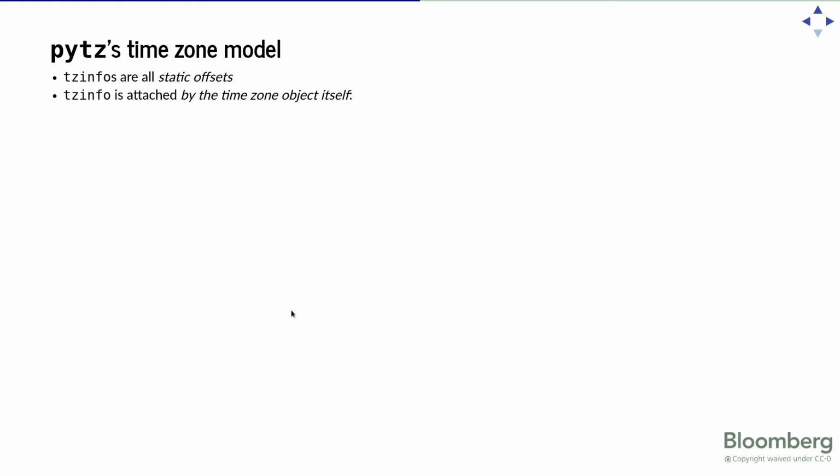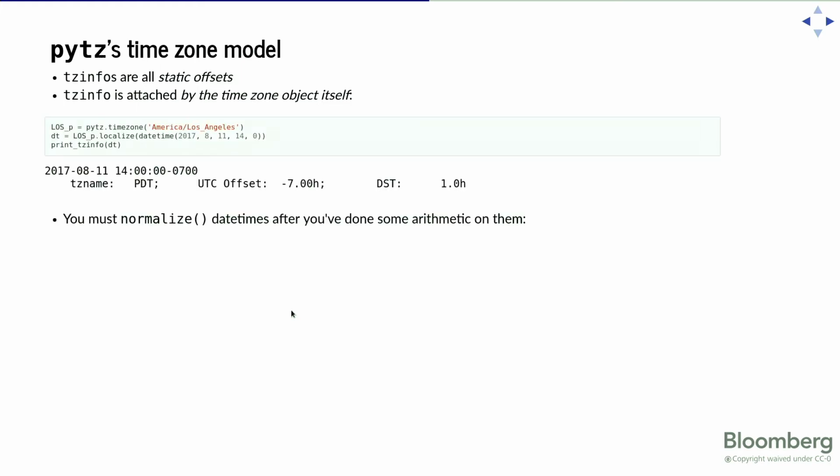So to explain why this is happening, you sort of have to understand what pytz's time zone model is. pytz actually solved this ambiguous time problem before there was an official solution to it. And the way they did it was all the TZInfos that they attach are straight up static offsets. And which static offset is attached is determined by the time zone object itself. So it essentially caches this behavior. So what you do is you instantiate a time zone, and then you localize your datetime in that time zone, and then you'll see, all right, this is the correct answer.